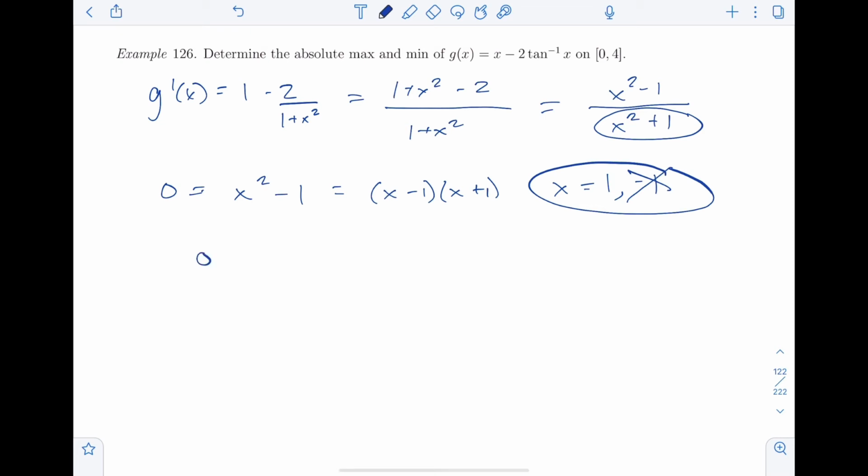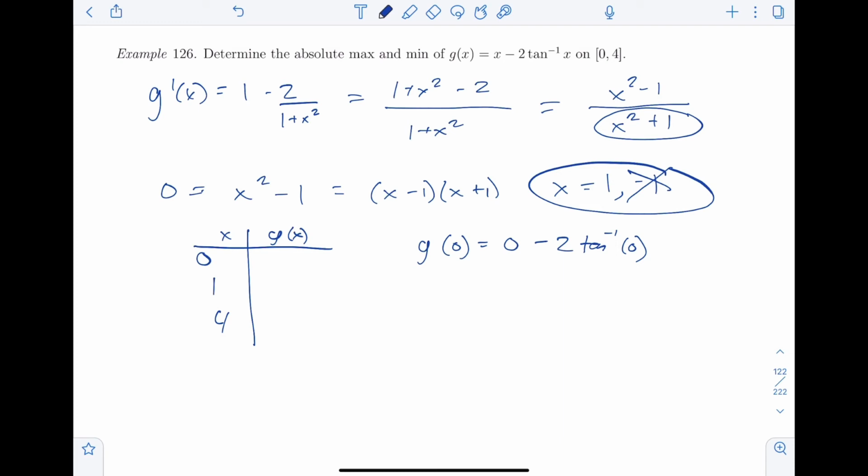And so all I have to do is plug in 0, 1, and 4 into my function. And there we go. Why don't we do a couple of these by hand and we'll let the calculator help us on the other one. So let's find g of 0. So I get 0 minus 2 arctan 0. Okay, so remember that arctan, tangent of what angle gives me 0? And the answer is 0. So that one is 0. And so I get 0 minus 2 times 0, that's just 0.